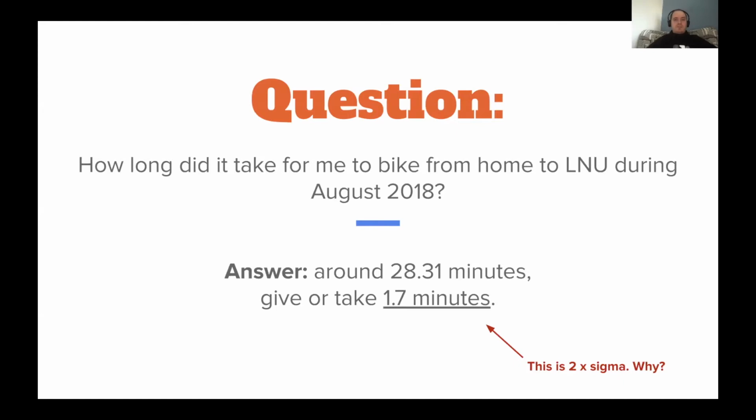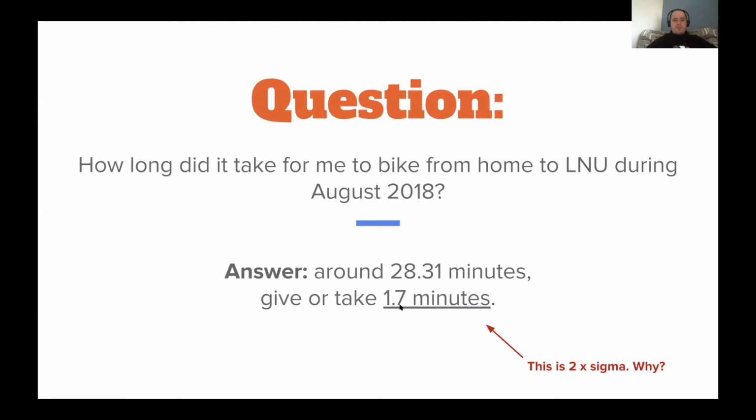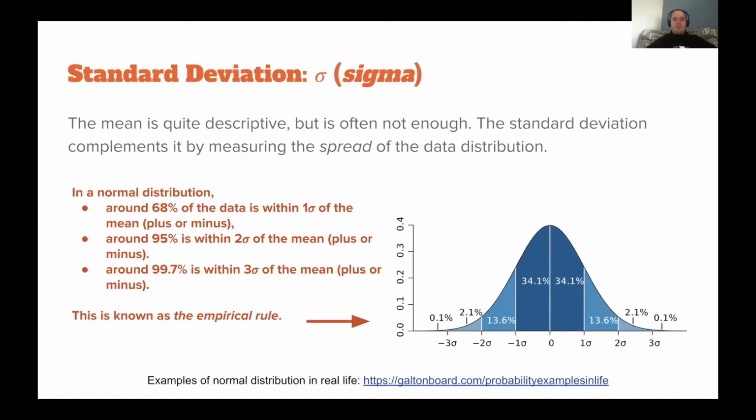Now you may be asking yourself, well, why 1.7 minutes if when we look at the sigma was actually 0.86, right? And 1.7 is actually 2 times the sigma, 2 times the standard deviation. Why did I choose to report on 2 times the standard deviation and not just 1? There's actually a very interesting reason behind that.